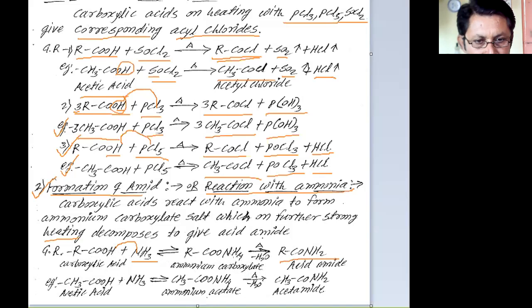In NH4, there are 4 hydrogen atoms. Of those 4 hydrogens, 2 hydrogens combine with 1 oxygen atom. We get a water molecule. Then the remaining part is known as acid amide, that is RCONH2. For example, acetic acid when treated with NH3 gives ammonium acetate. Those 2 hydrogen atoms combine with that oxygen atom, and 1 water molecule is removed, minus H2O. On heating, it decomposes to form acetamide.